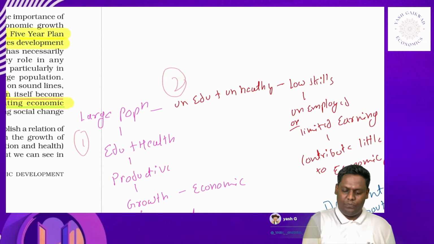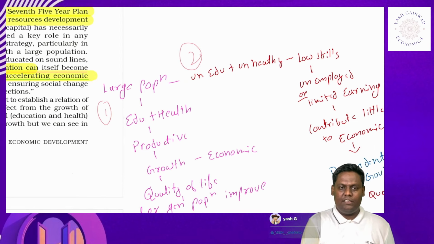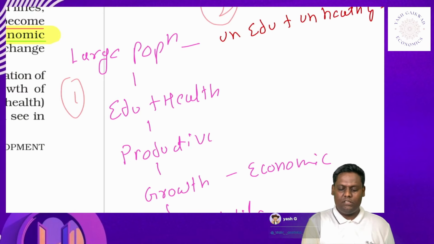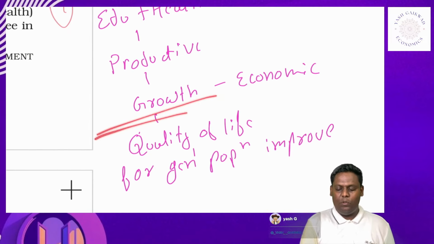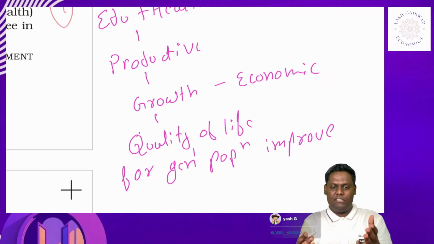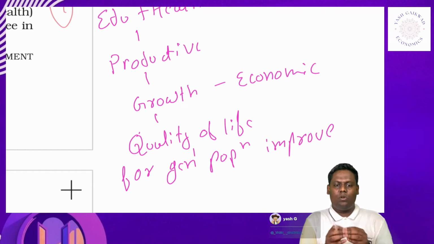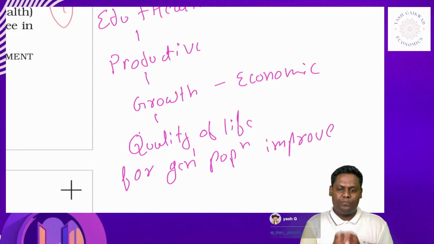Let us see how. Now, there are two case scenarios. Number one is where the population is provided both education and healthcare facilities. As a result, they will be more productive and they will contribute to economic growth of the nation. As they are earning more, they have better decision making skills, they'll be more conscious contributors to the society. As a result, the overall quality of life for the society at large will improve.